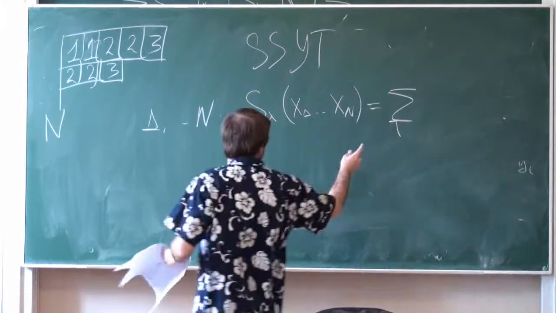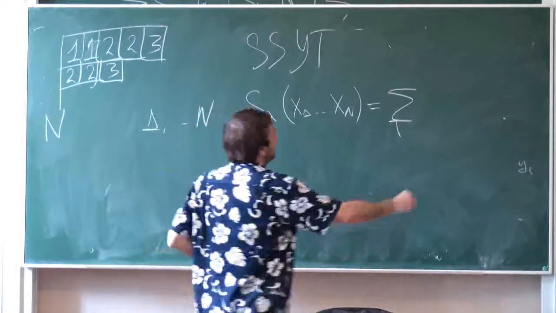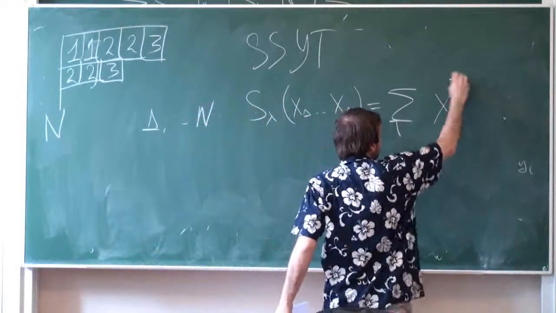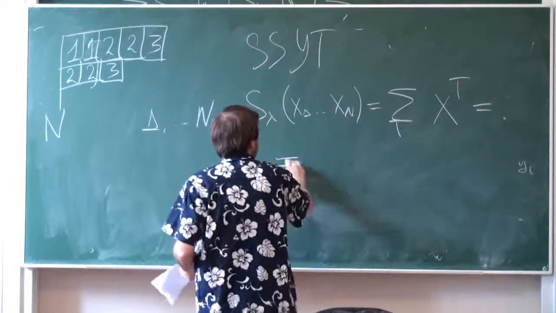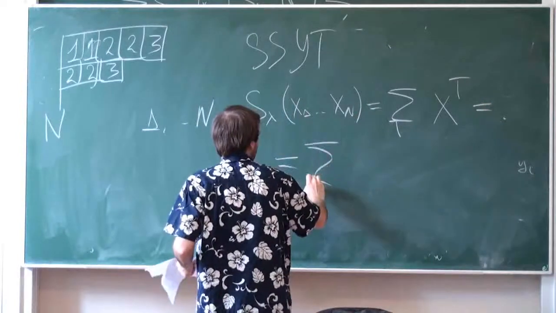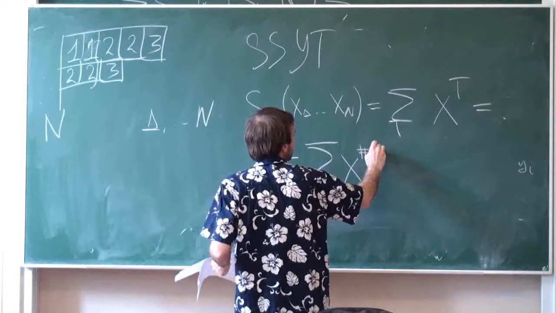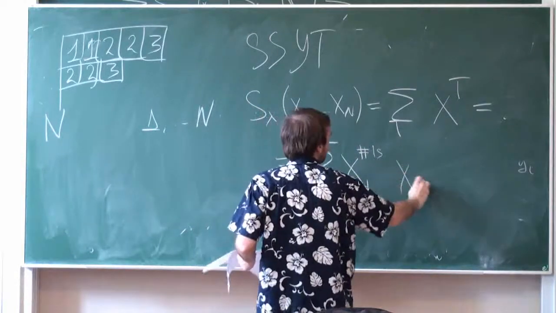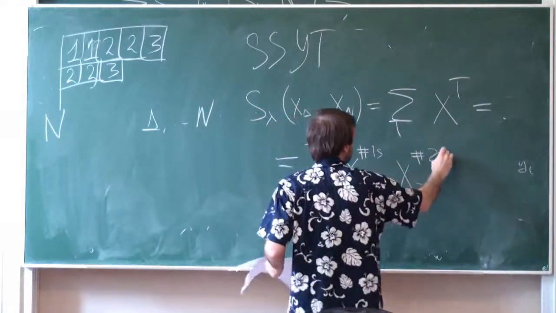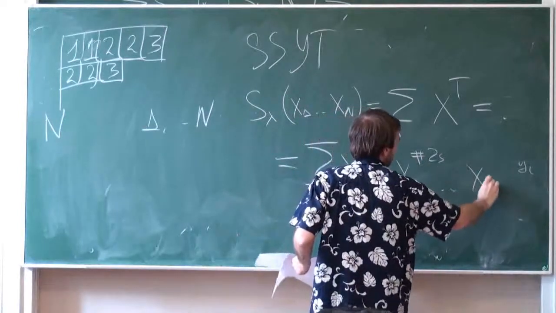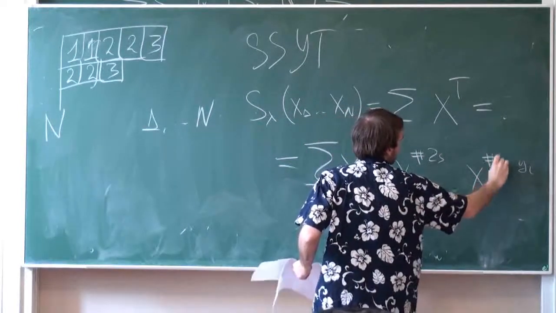And then you arrive at the formula that this is the sum over Young tableaux T of x to the T, which means simply that this is the sum over these semi-standard Young tableaux of x1 to the number of 1s, x2 to the number of 2s, and so on, xn to the number of ns.